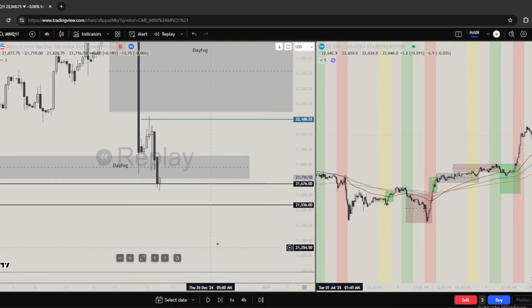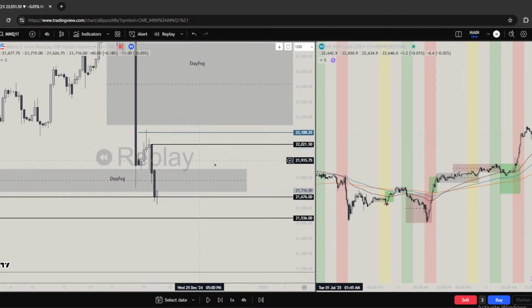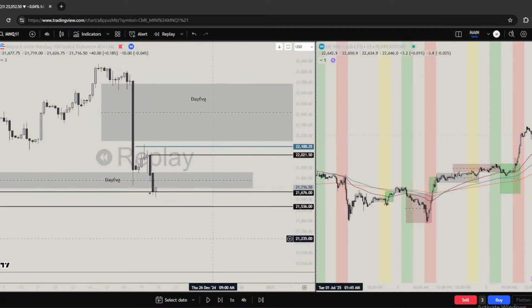We'll see what price wants to do here at this daily FVG. If I get a strong bullish candle and we get some displacement, stop loss below here, chasing it back up to the high.